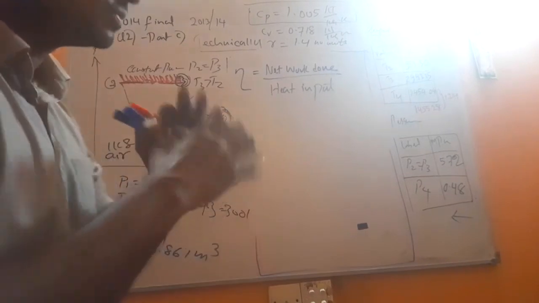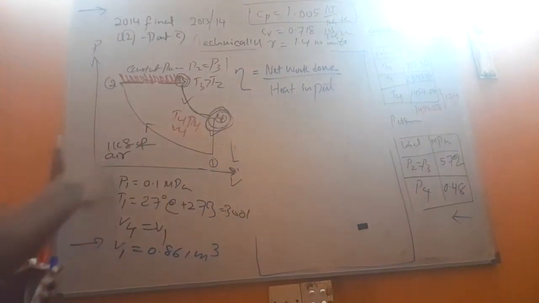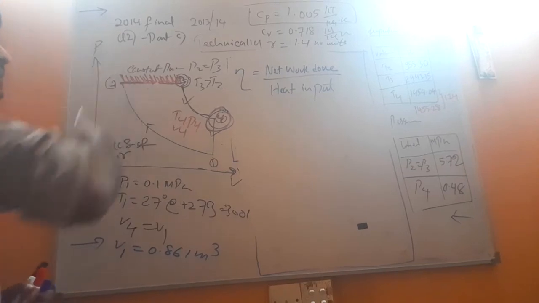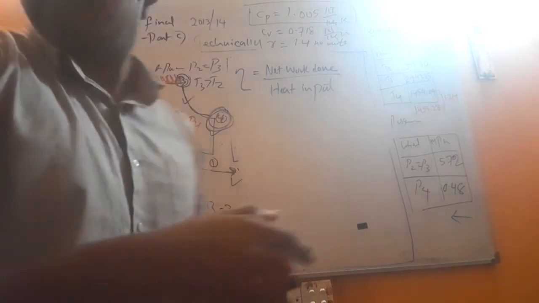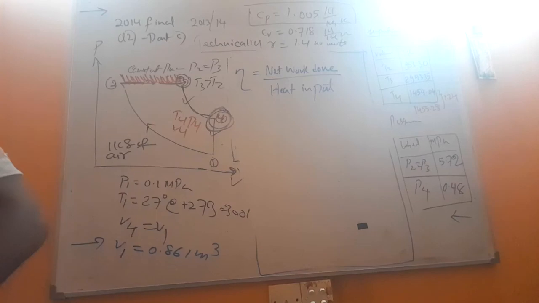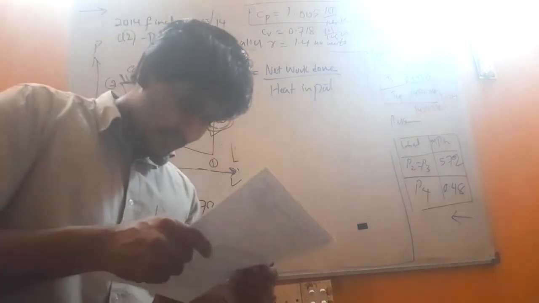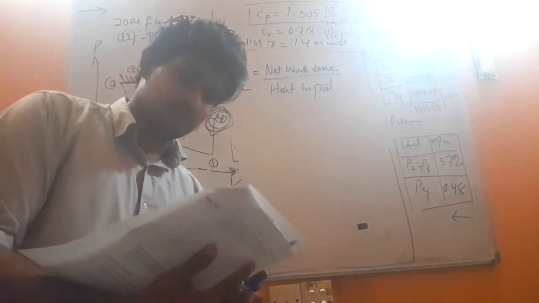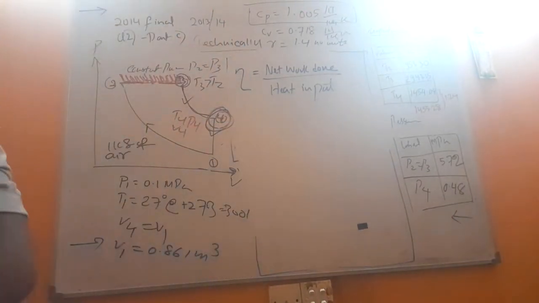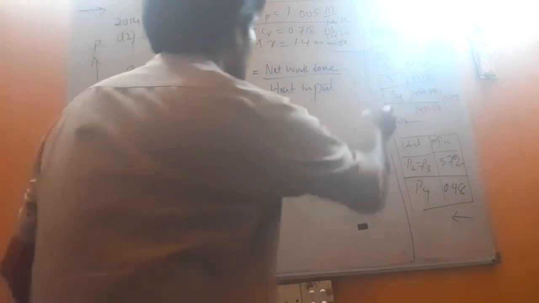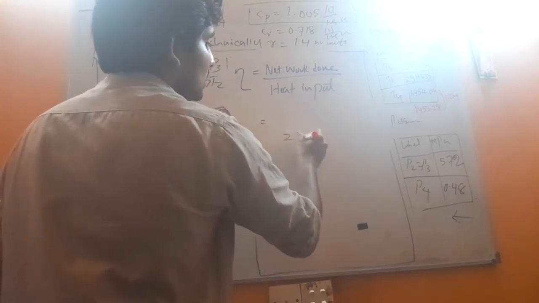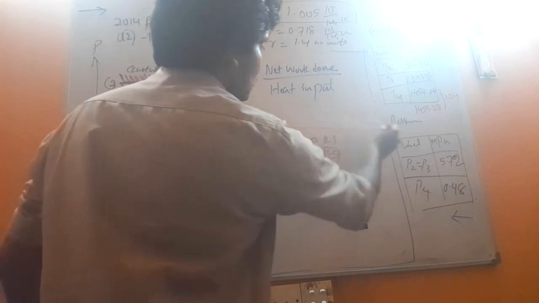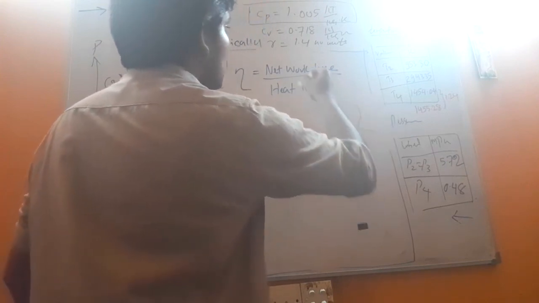So what is the heat input actually? In this problem there is only one process where we give heat, so that is the heat input. In the question it clearly says heat added per cycle is 2000 kilojoules per kilogram. So that is the only heat added. So you know the heat input is 2000 kilojoules per kilogram. Now you need to find this part. What is net work done?